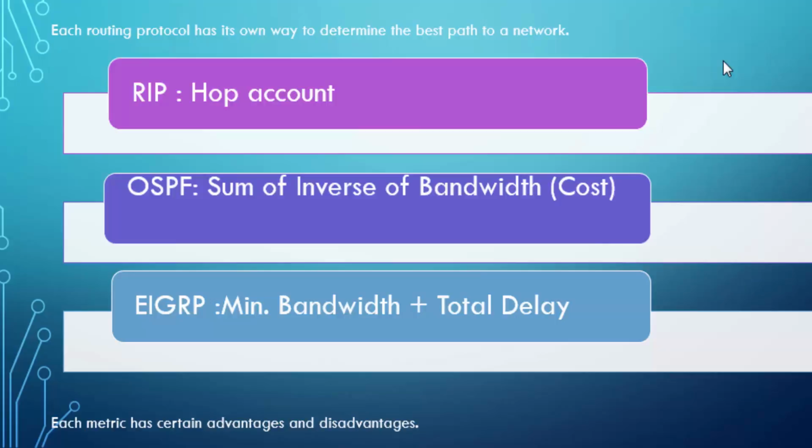Metric. Each routing protocol has its own way to determine the best path to a network. Metric, the best path to a network. So when we are talking about the RIP protocol, the metric that it uses is hop count. Remember that hop count, for example, uses a maximum of 15. A maximum of 15; when you get to 16, it is considered infinite.